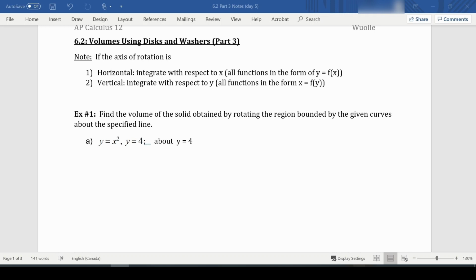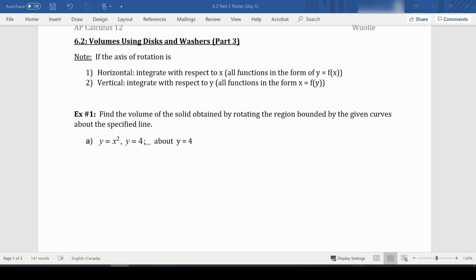If we had a vertical line of rotation, a vertical axis of rotation, we integrated with respect to y because the thickness of our cross sections was delta y. All of our functions needed to be of the form x equals f of y. So for our horizontal axis of rotation, our bounds were x values. For our vertical axis of rotation, our bounds were y values.